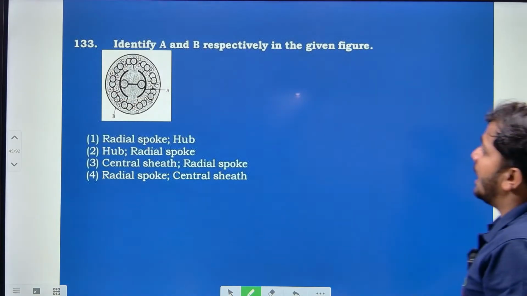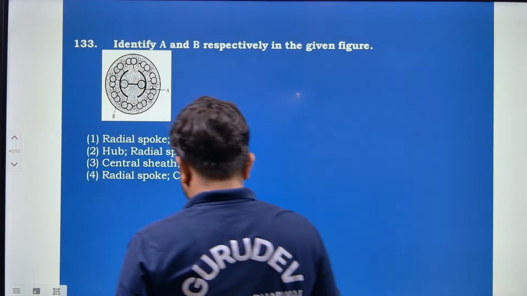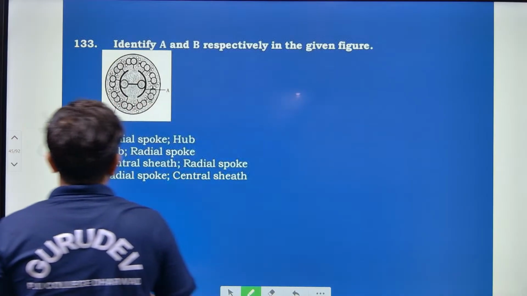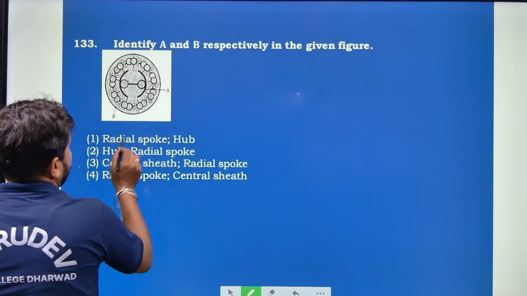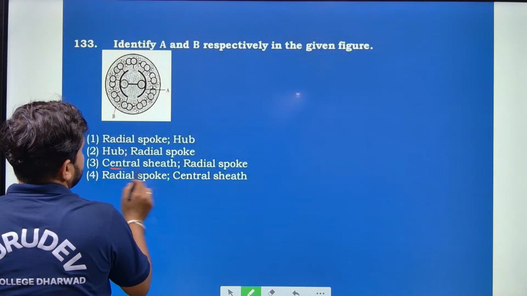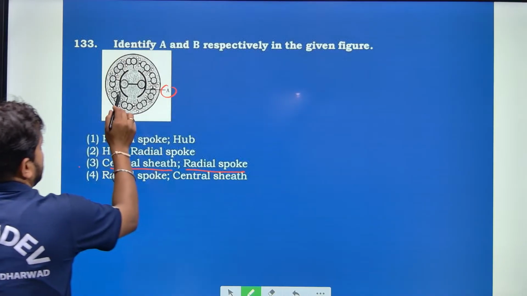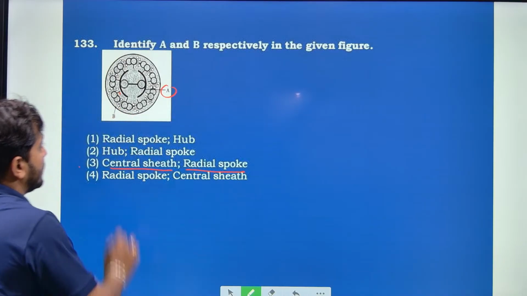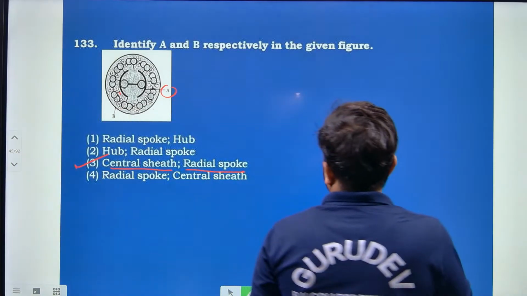Then identify A and B respectively in the given diagram, right? With respect to the diagram, A is the central sheath, right? And B is the radial spoke, right? So diagrammatically we can observe and answer it, option 3 is correct with respect to the diagram.